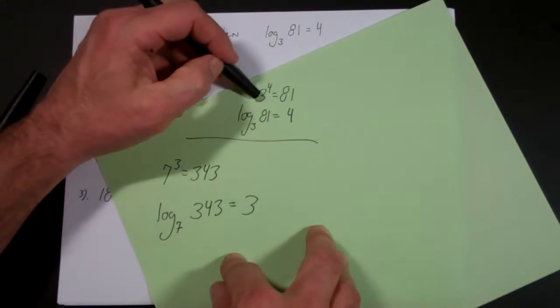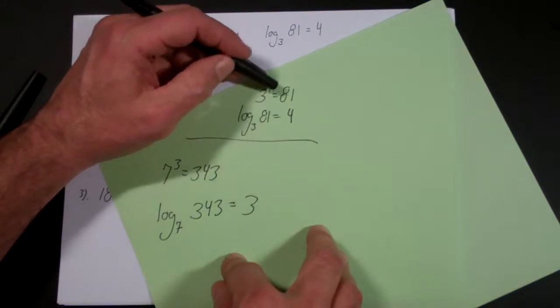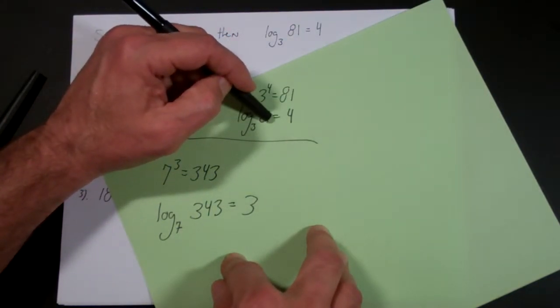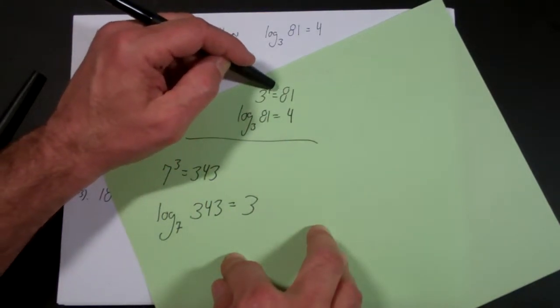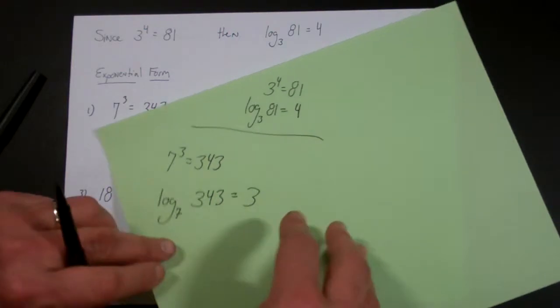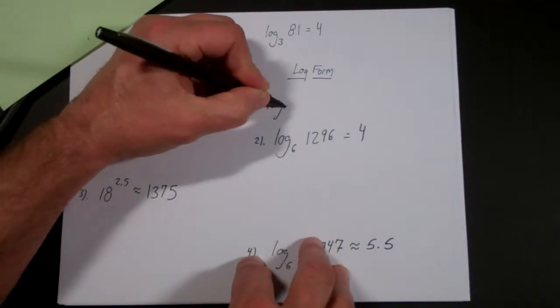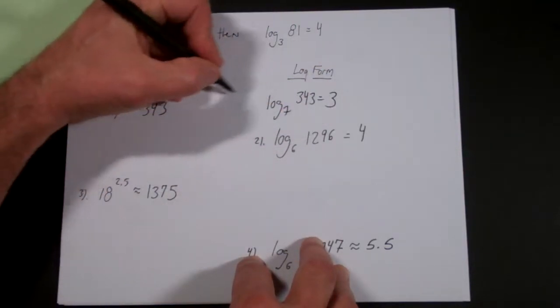Right? The base of the exponent becomes the base of the log. The result of the exponent becomes the input of the log. The result of the log is the power of the exponent. And that's how you do it. In fact, that's the way we would write it: log base 7 of 343 is 3.